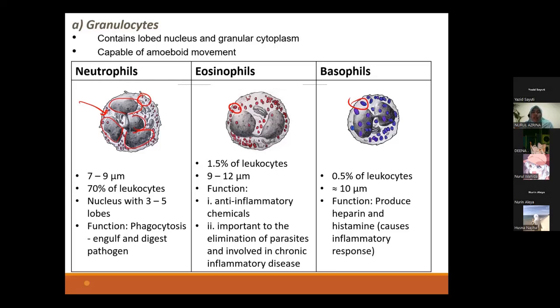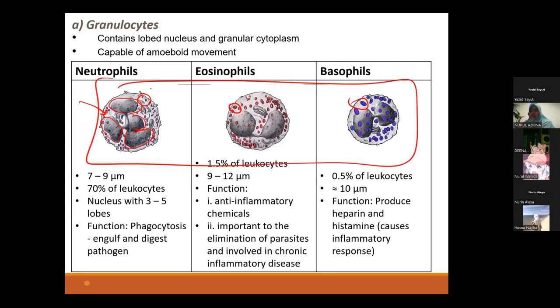So the first one is neutrophil. Remember this picture, it is very, very important. If you look at the picture, you should know, oh, that is basophil, oh, that is neutrophil. Neutrophil has 3 to 5 lobes, and 70% of white blood cells are neutrophils. The function of neutrophil is to engulf and digest pathogens by phagocytosis.